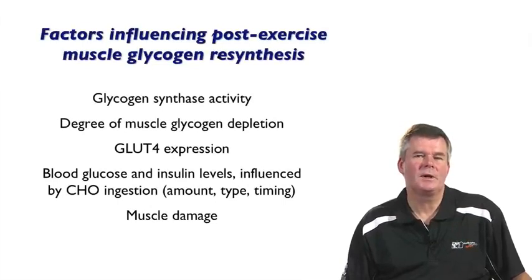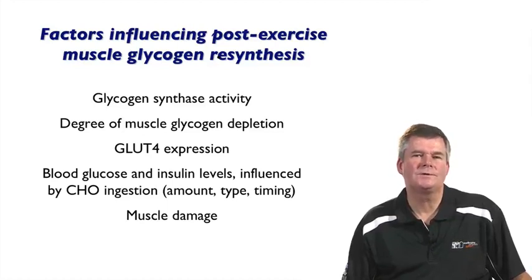The other key metabolic process during recovery, certainly in the hours, certainly up to 24 hours after exercise, is the resynthesis of muscle glycogen. The factors which influence this include the degree of muscle glycogen depletion and the extent to which glycogen synthase, a key enzyme in glycogen synthesis, is activated. It's also dependent on the expression of a glucose transporter, GLUT4, which transports glucose into the muscle cell.